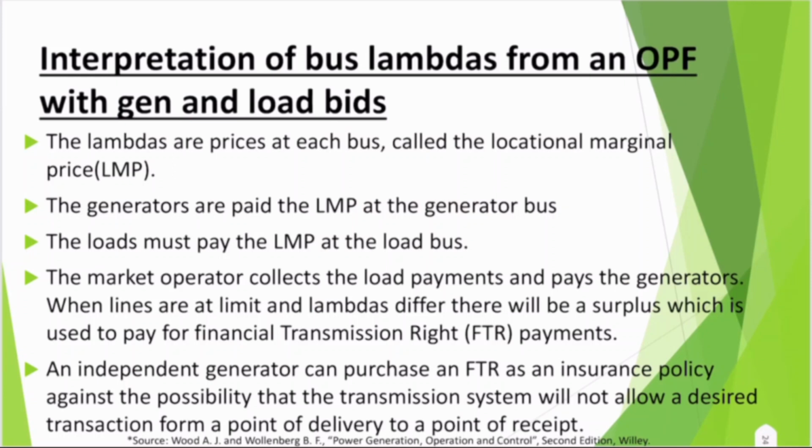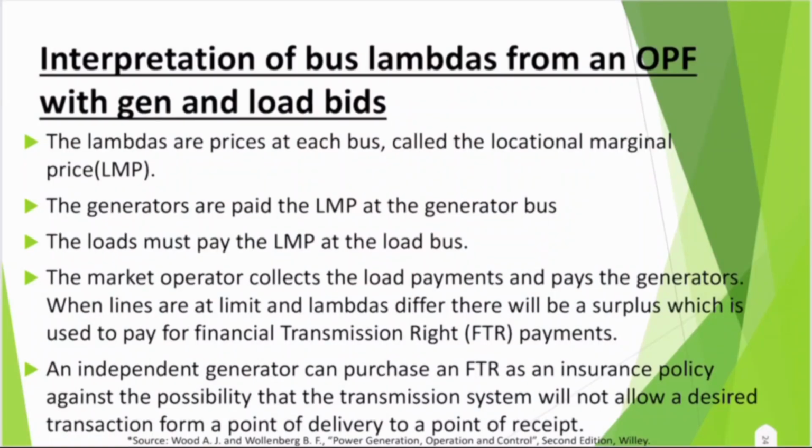So when the lambdas are not the same, then you start gaining profit and that will be used for your financial transmission right payments. Now an independent generator can purchase an FTR as an insurance policy against the possibility that the transmission system will not allow a desired transaction from a point of delivery to a point of receipt. So that means you can also insure your transaction to make sure that if you bid for a particular transaction, it must be taken care of. If not, then you'll be paid certain insurance money because you are not successful in your transactions.